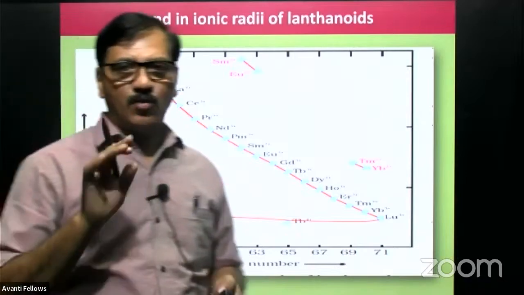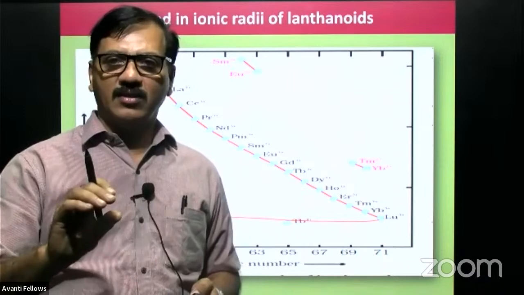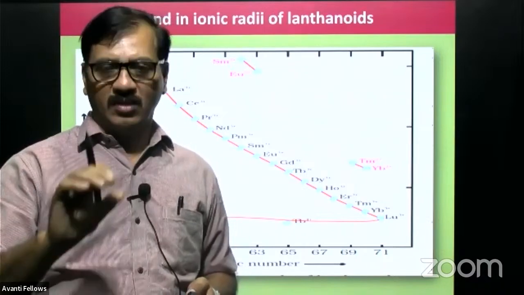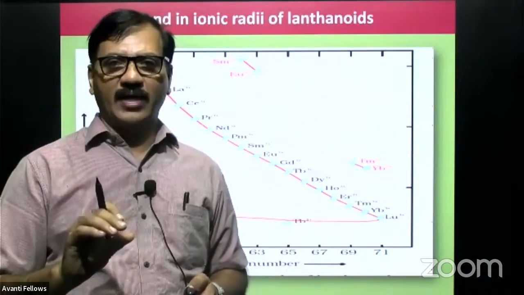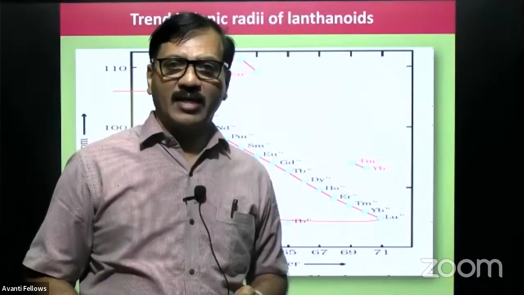So remember, what is lanthanoid contraction? What is the reason for lanthanoid contraction? The poor shielding effect of 4f electrons. And what are the consequences of that? So this is what you have to write when an explanation of lanthanoid contraction is asked.